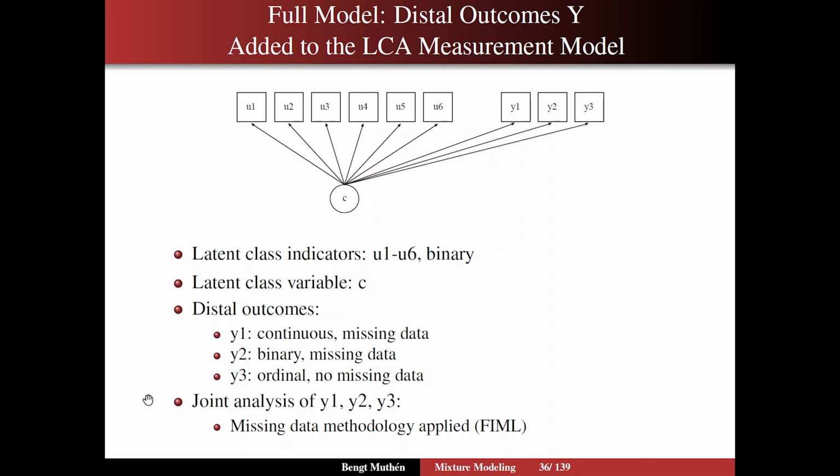So now we can think about doing a joint analysis of the 3 y's in the last step and apply missing data methodology. If you only had one distal outcome y1 with missing data, which we have here, missing data methodology, FIML, cannot help you. You need more than one outcome for that to come into operation. But here now with 3 of them, and with one especially that does not have any missing data, the missing data methodology applies.